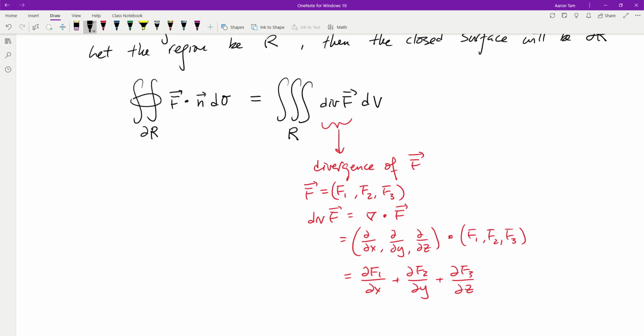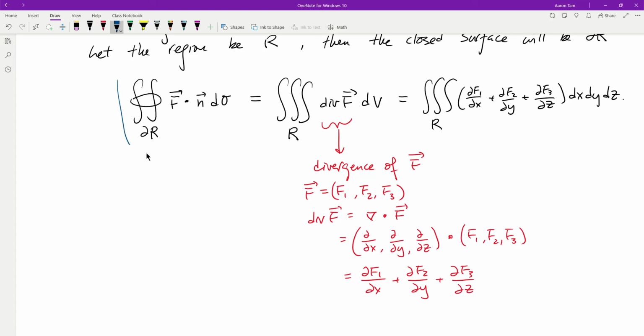So therefore, Gauss's theorem is basically saying that this closed surface integral will now equal a triple Riemann integral of the divergence of F, which is equal to a triple Riemann integral of dF1 over dx plus dF2 over dy plus dF3 over dz, dx, dy, dz. So that's what Gauss's theorem is.